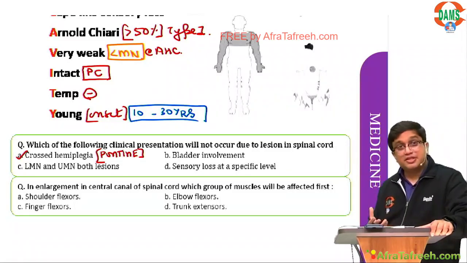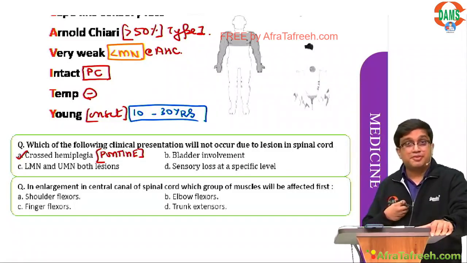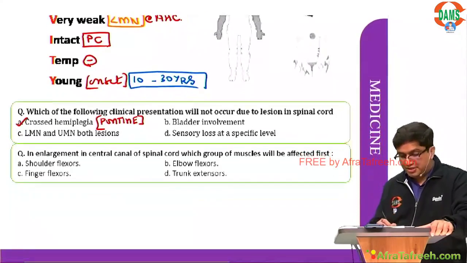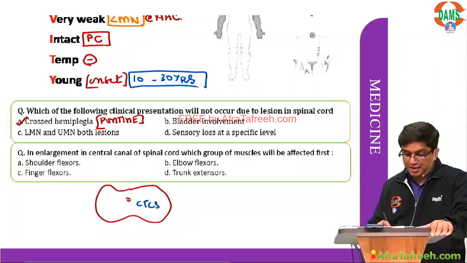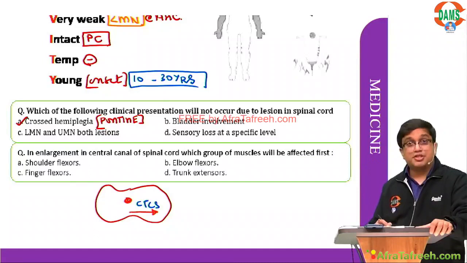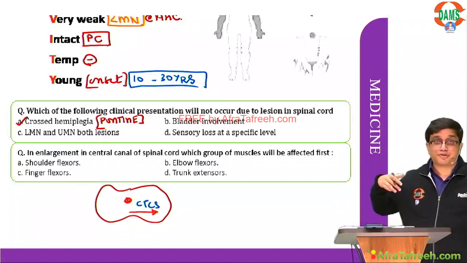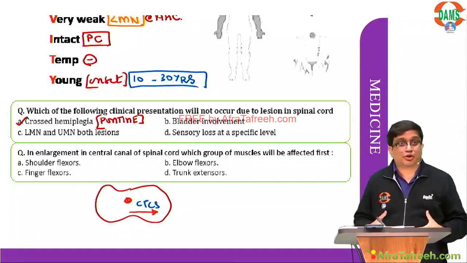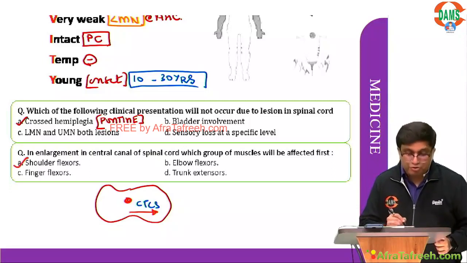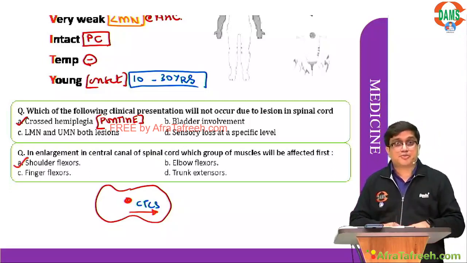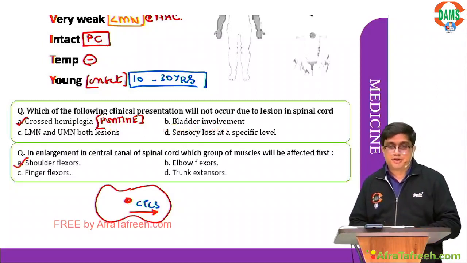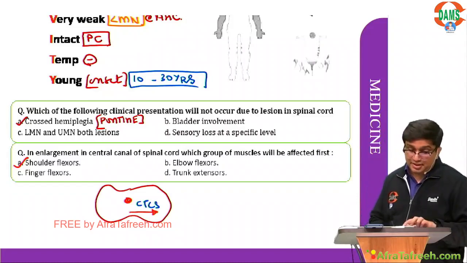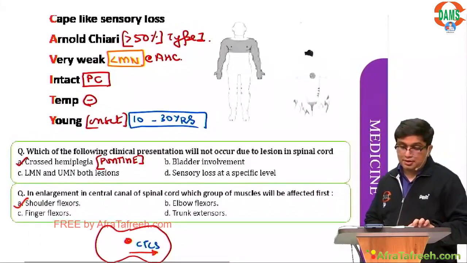In enlargement of the central canal of the spinal cord, which muscle fiber is affected first? If you look at the central canal, that's quite in the center, in which the fibers are arranged like this, CTLS. And if the central canal enlarges, the fibers which are on the above part, cervical, will be involved first, and then it goes down. So obviously the shoulder and upper fibers would be involved first in them. So central canal intramedullary lesion will always come to you with a descending paralysis. Okay. AHC, anterior horn cell. Okay.